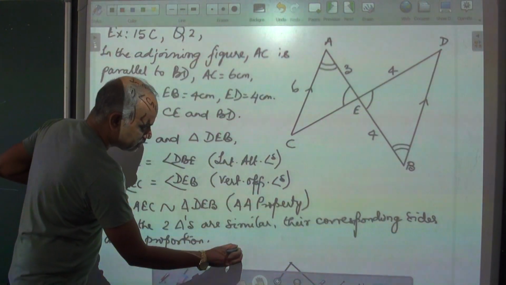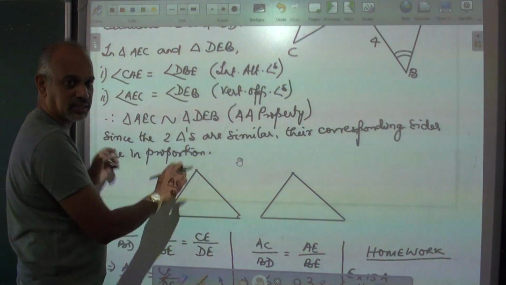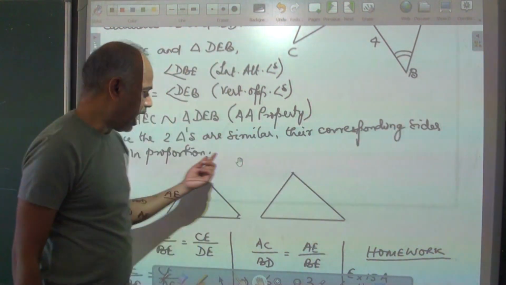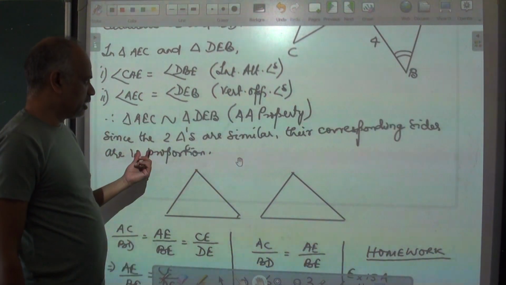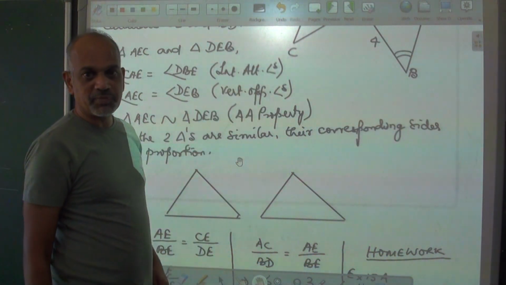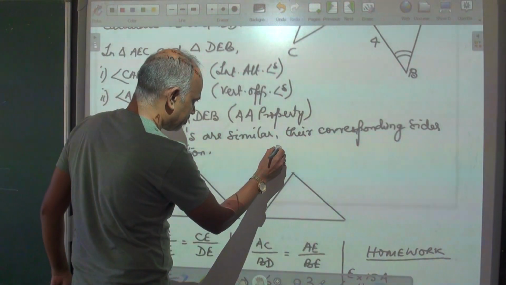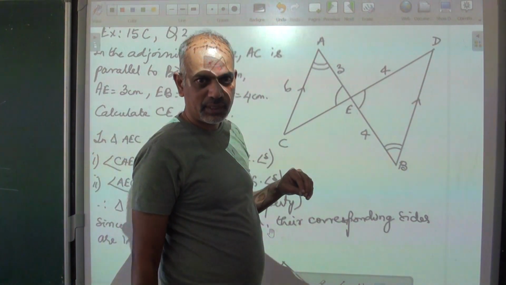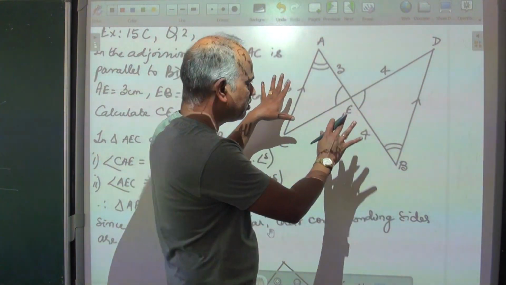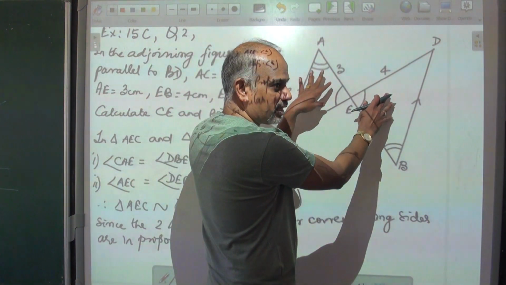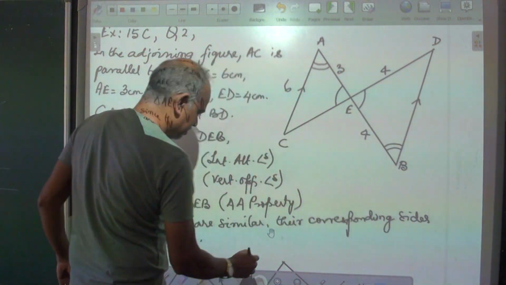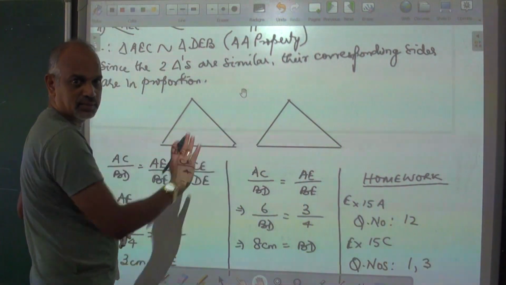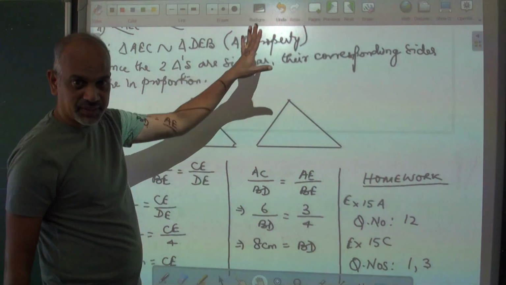Now you know that these two triangles are similar. Since the two triangles are similar, their corresponding sides are in proportion. So all their corresponding sides must be in proportion. For that, I am going to draw the two triangles separately. Normal way, just draw two triangles. You don't have to draw the triangles as they are present in this figure. So see how it is drawn. I have just drawn two normal triangles. Look at the first triangle and name it.